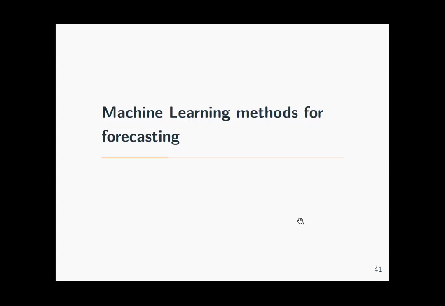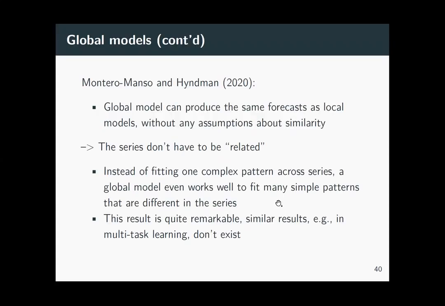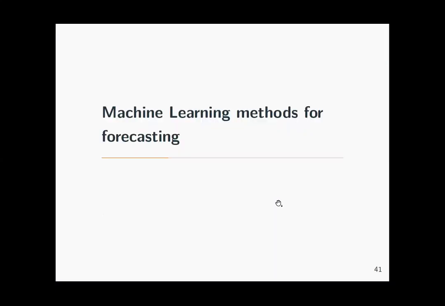Actually, we also have a paper that I didn't cite here. It's by Hewamalage, a simulation study for global models or something like that, where we look at exactly this: how much data do you really need, and how similar do the series need to be for global modeling to work?